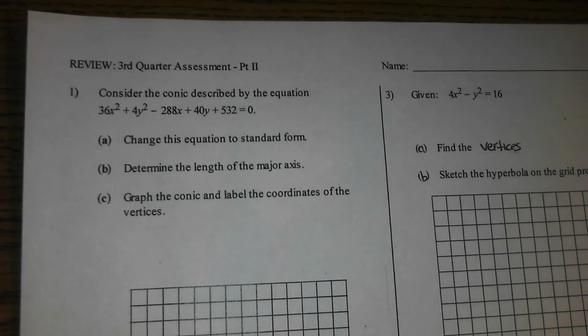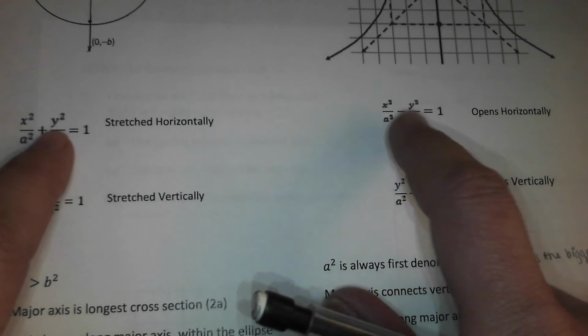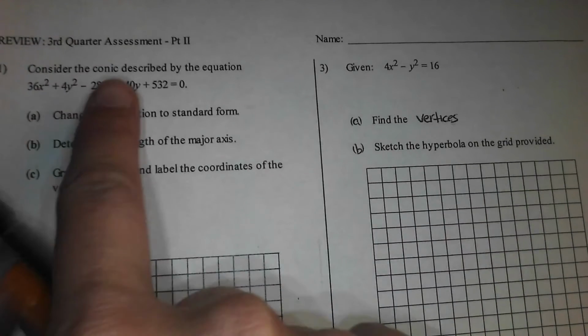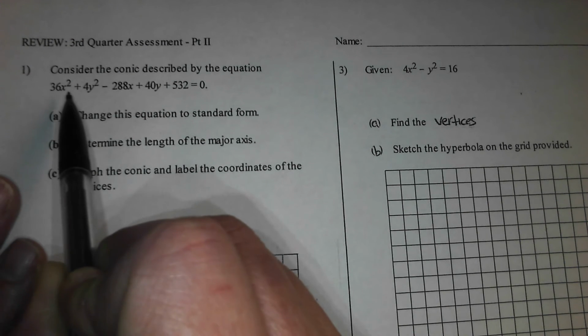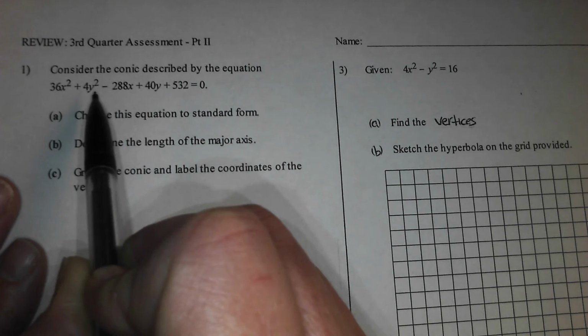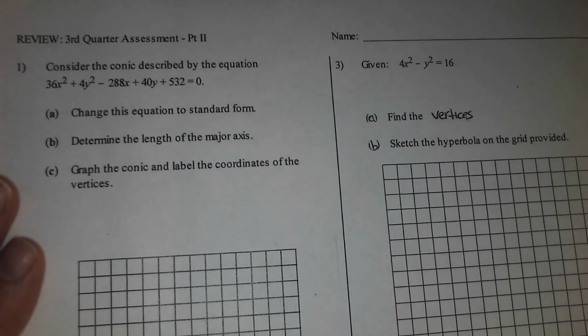You have your cheat sheet. It's the sign in between the x squared and y squared. So in an ellipse, it's x squared plus y squared. In a hyperbola, it's either x squared minus y squared or y squared minus x squared. So not that this is ready to go yet, but you can already see it's a positive 36x squared and it's a positive 4y squared. Because they're both positive, I already know it's an ellipse. Do you follow? Okay.